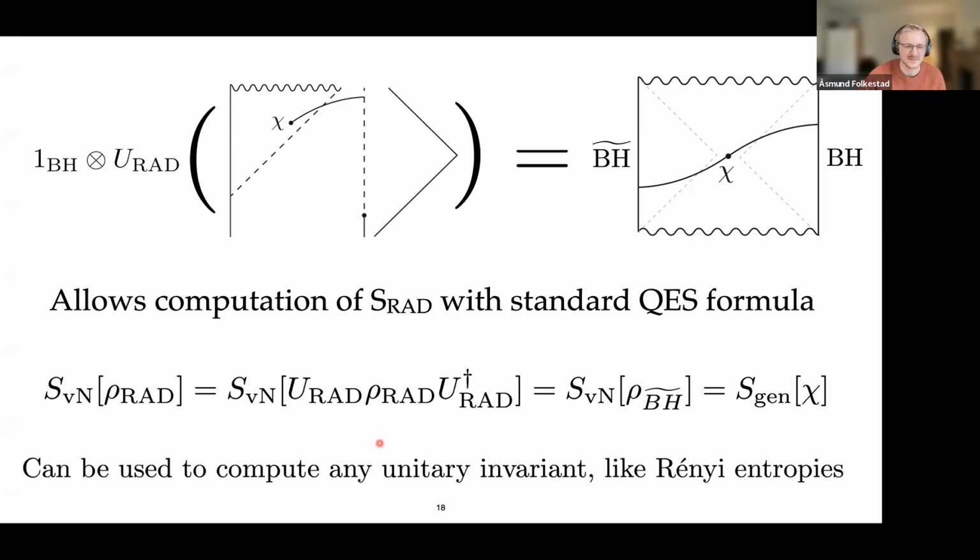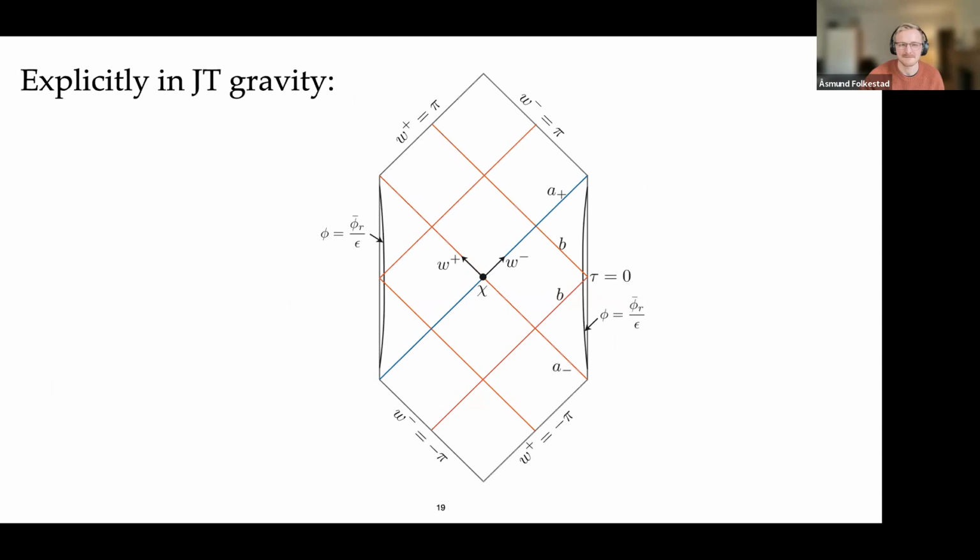And we could do the same to compute any other unitary invariant, like the Renyi entropies or something like that. And we did this procedure explicitly in JT gravity just to check that we get sensible answers, and we get this spacetime I've drawn here.